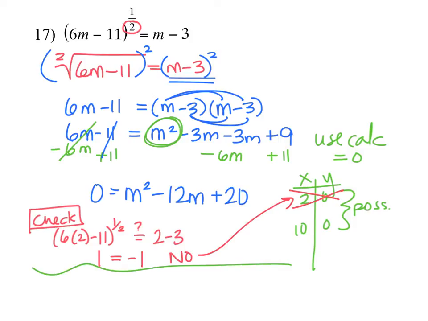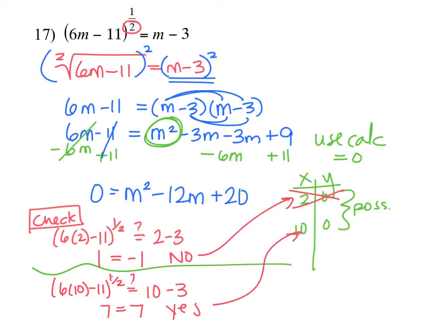Okay, I can check again with 10. So same thing, 6 times 10 minus 11 to the 1/2 power equals, I'm not sure if it equals, I want to know, 10 minus 3. And this time I get 7 in my calculator, 7 on the other side. That does work. So that means 10 is my answer. So I'm going to say m equals 10. It doesn't always have to be that one answer doesn't work. It might be that both answers are perfectly fine. You just have to check every time.